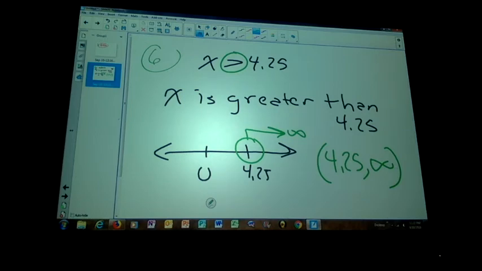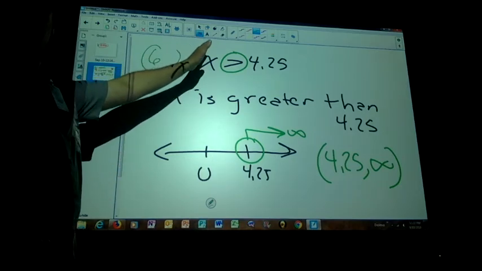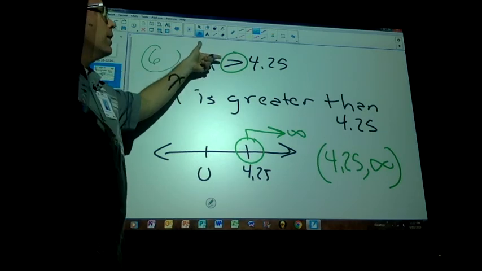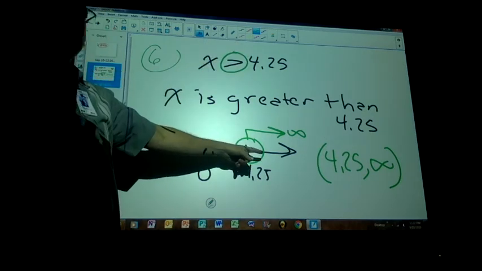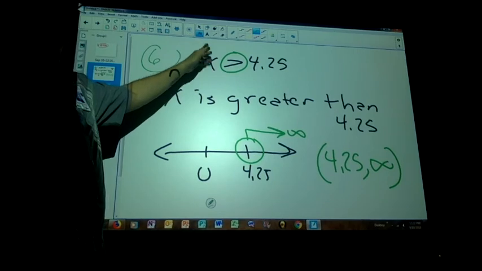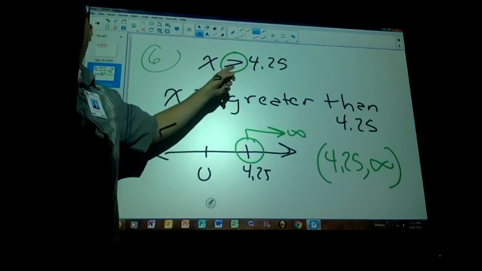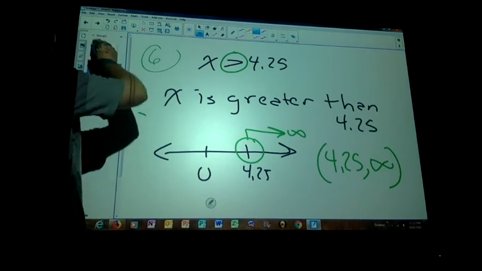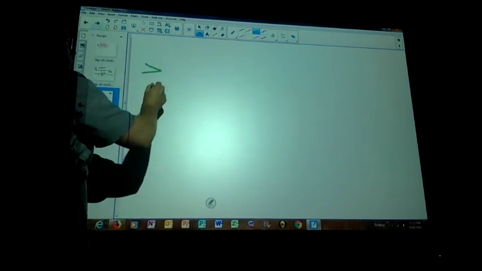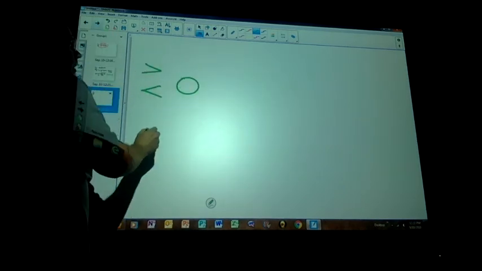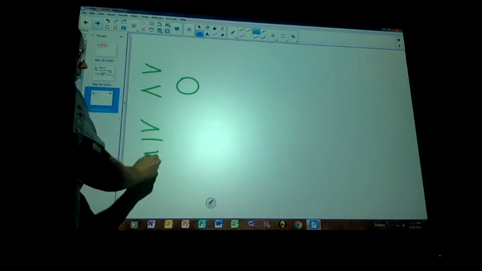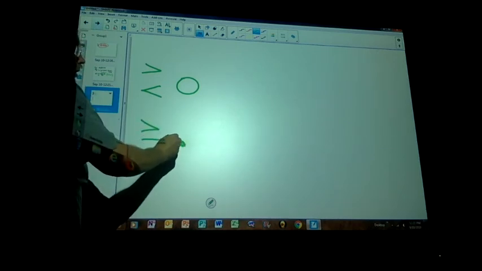Okay. So if the letter is first, this arrow points the direction you shade. So once you've solved, if the letter's first, it's going to tell you the direction you're going to shade. And if it's this or this, it's going to be an open dot. If it's this or this, it's going to be a closed dot because you include it.